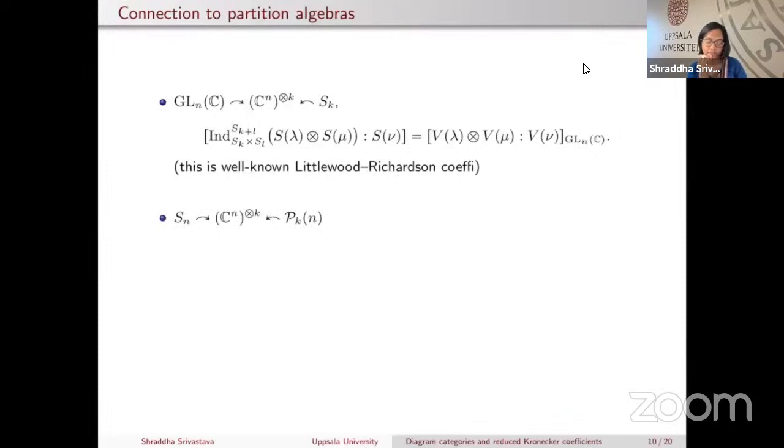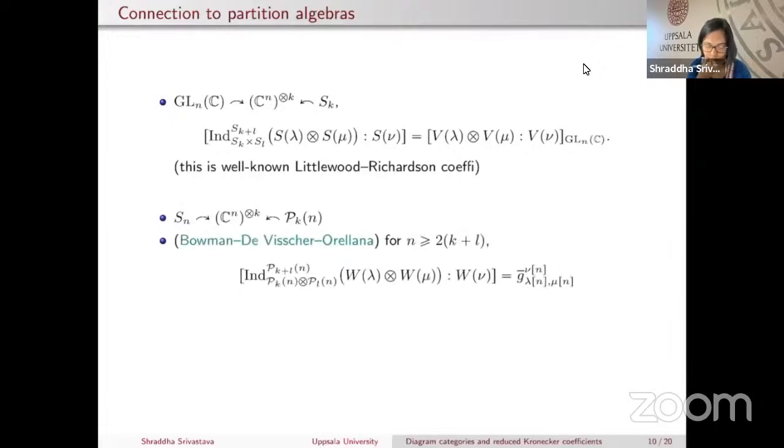And we have a Schur-Weyl duality between the partition algebra and the symmetric group S_n. So Bowman, De Visscher, and Orellana showed that for the Young subalgebra of the partition algebra, we consider its irreducible representation, induce it to the bigger partition algebra, and look at the multiplicity of the irreducible, and that turns out to be the reduced Kronecker coefficient. So we need some condition on n and k, because things may not be semi-simple here.